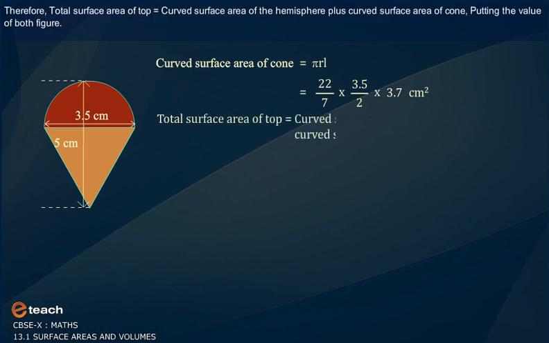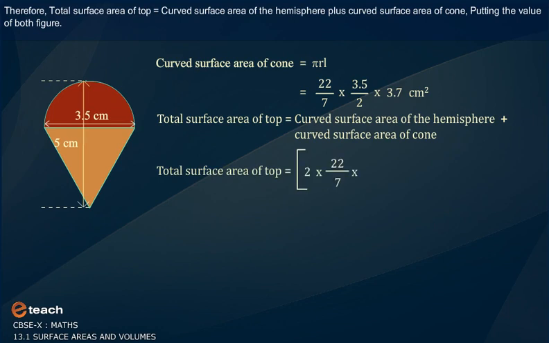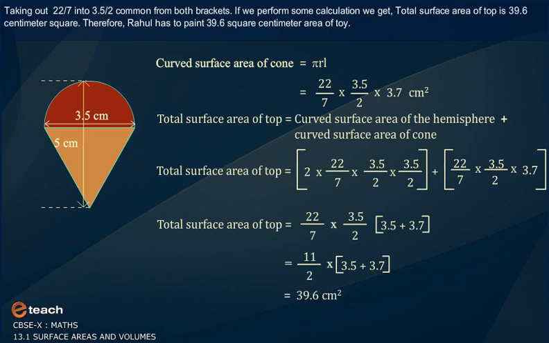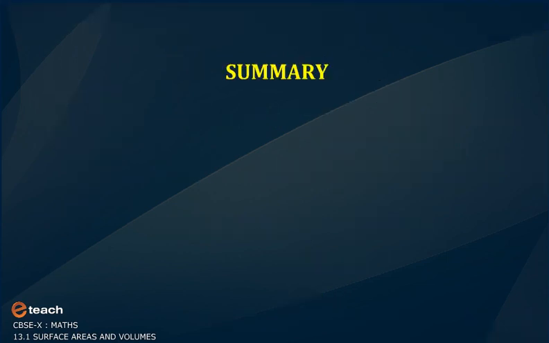Therefore, total surface area of top is equal to curved surface area of the hemisphere plus curved surface area of cone. Now putting the value of both figures, taking out 22 upon 7 into 3.5 upon 2 common from both brackets, if we perform some calculations, we get total surface area of top is equal to 39.6 centimeters square. Therefore, Rahul has to paint 39.6 square centimeter area of the toy.